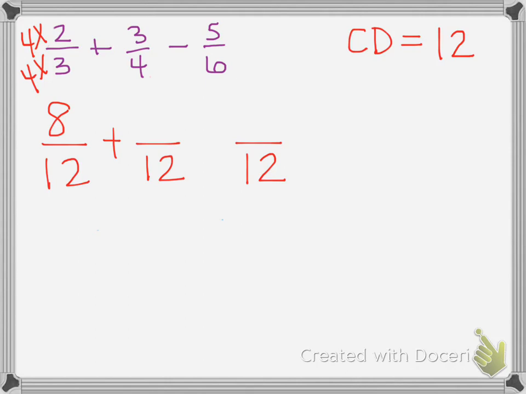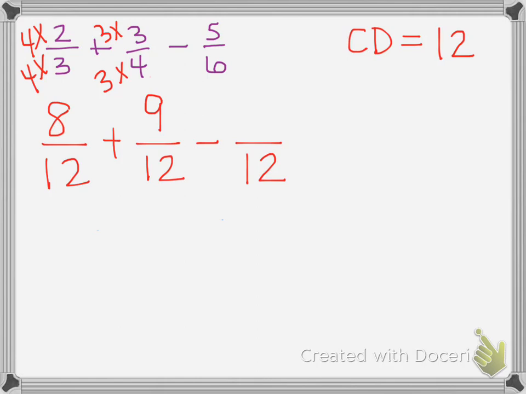My next fraction has a denominator of 4. So what times 4 gives me 12? That would be 3. So my next fraction, I'm going to multiply the top and bottom by 3. So 3 times 4 gives me my denominator of 12. 3 times 3 gives me my numerator of 9. Bring down my minus sign.